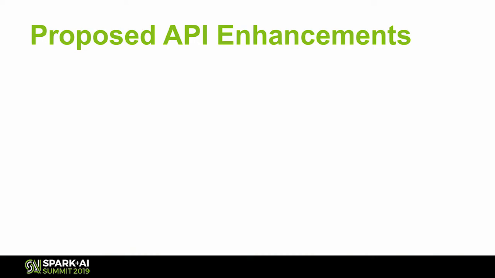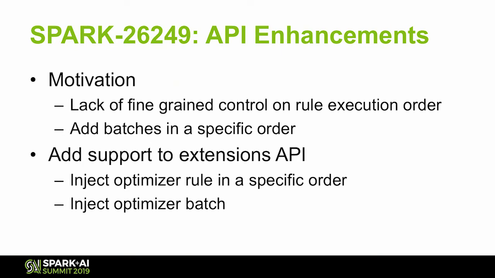So in our use cases, we have seen that we needed a way to inject an optimizer rule in a specific place. And so we have proposed some API enhancements. I have opened the Spark Jira, and there's also a PR with the code, so you can try that out. The motivation behind it was to add control over where a rule gets added, and also to give the ability to add batches in a specific order.